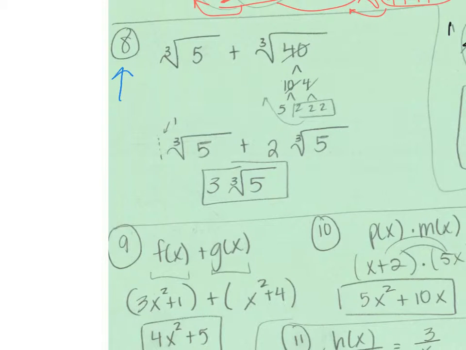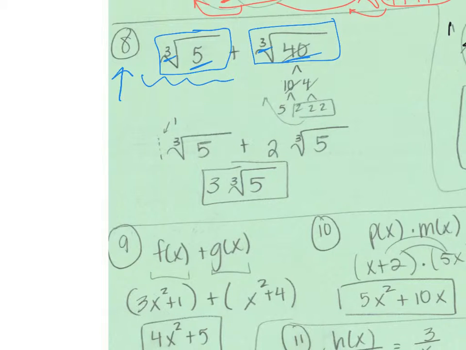To add or subtract radicals, the index and what's under the radical need to be identical. They are not right now. They both have index 3, but this is a 5 and this is a 40, so currently you cannot add them. Break down to see if they are alike. So cube root of 5 doesn't break down. There's nothing that comes out underneath.